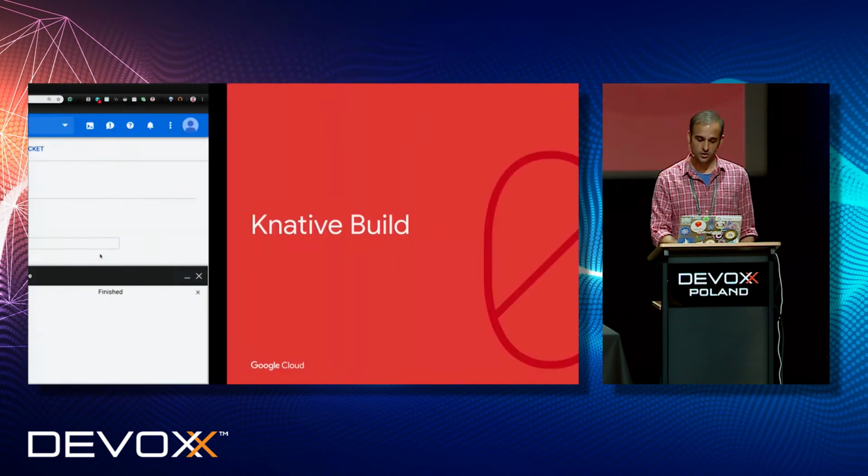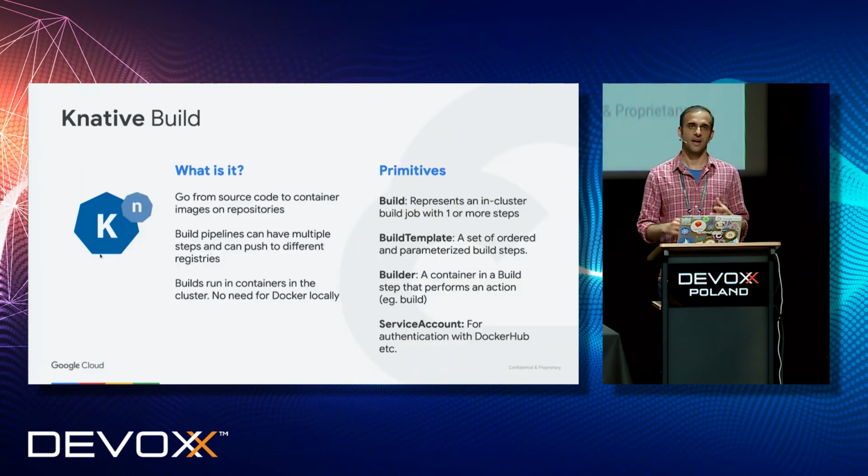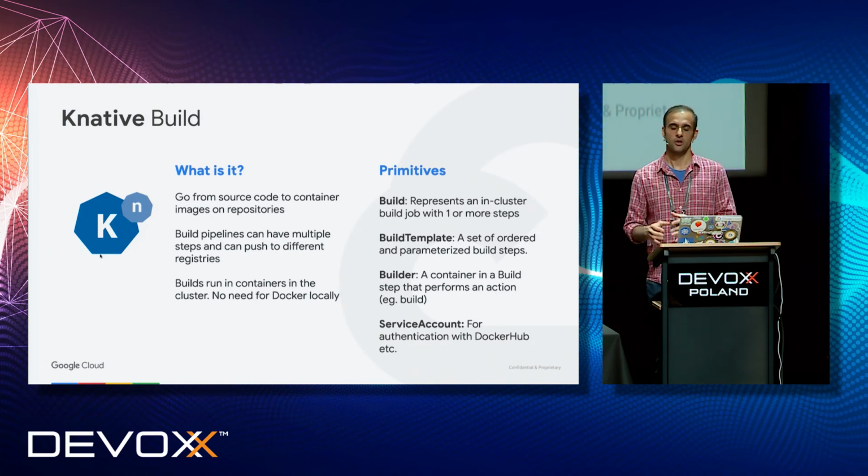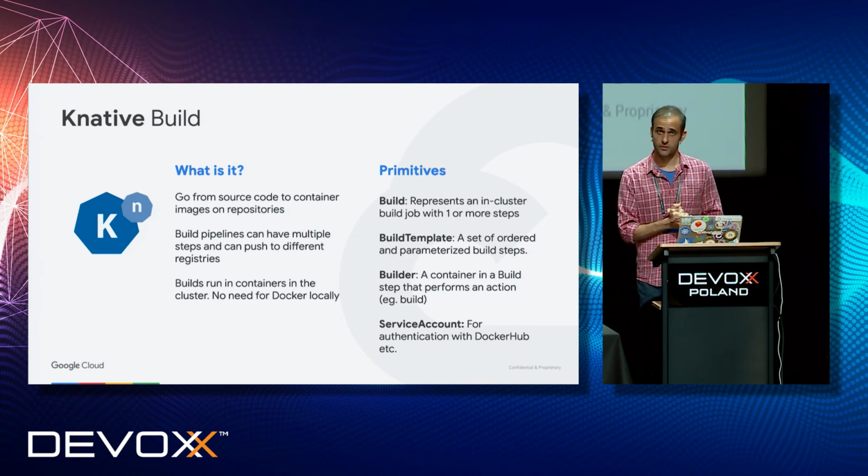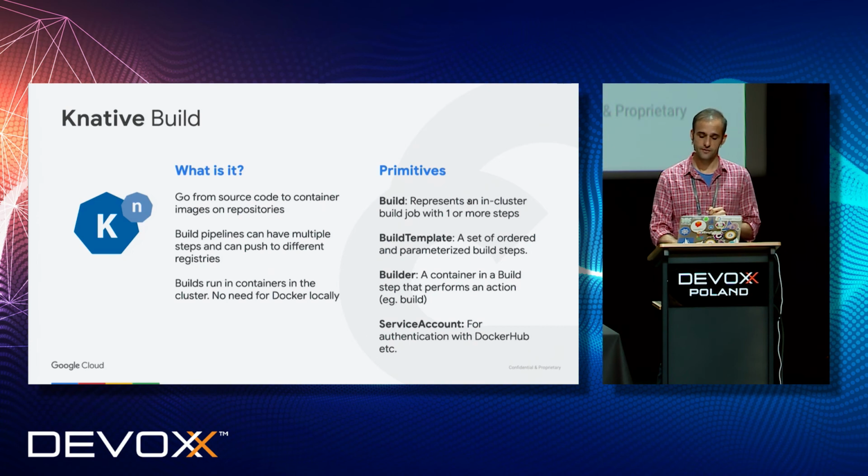Now, what can you do with build? It basically allows you to go from your source code to a container image on a repository. That's all there is to it. It gives you some primitives to work with. First, you have the build object. This is basically one or more steps that you define that will be executed in order.